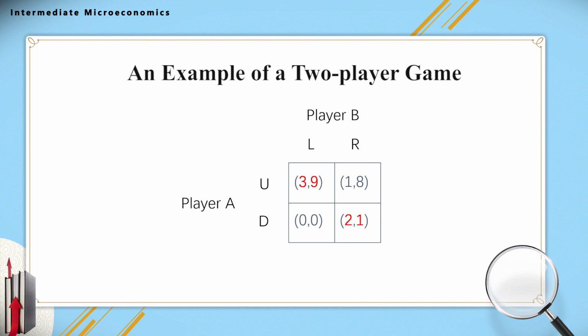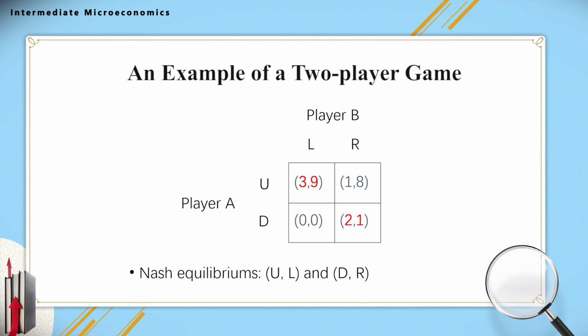Through this analysis, we can see that the optimal strategy of player A depends on the strategy choice of player B. Similarly, the optimal strategy of player B also depends on the strategy choice of player A. There are two Nash equilibriums in this game. We use up-left to indicate that player A chooses up and player B chooses left. And the other Nash equilibrium is down-right.